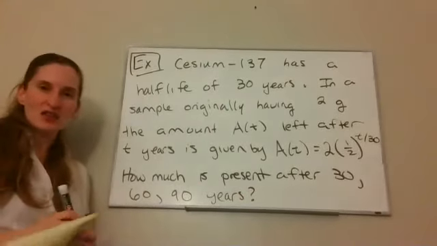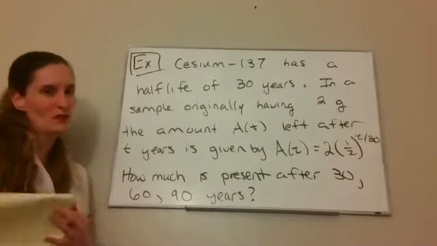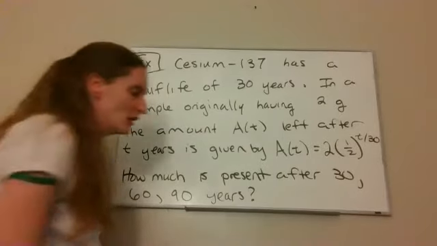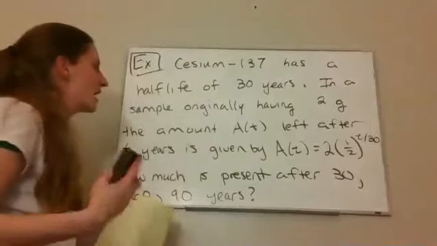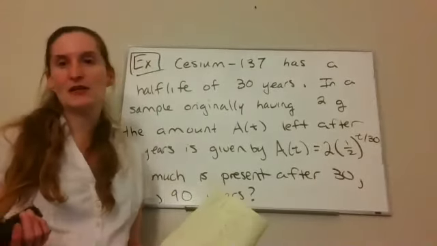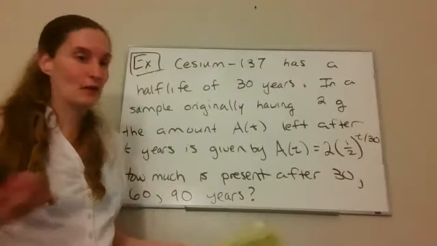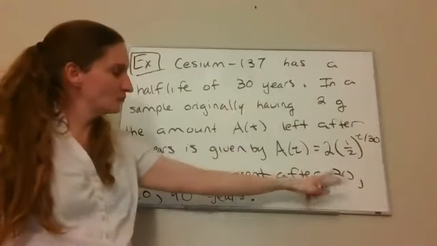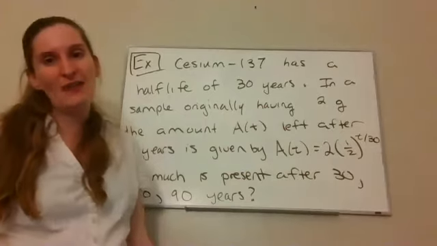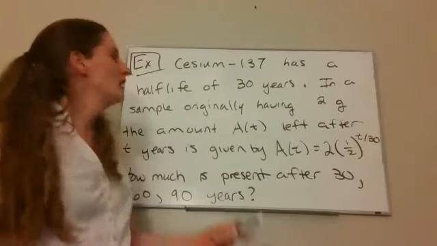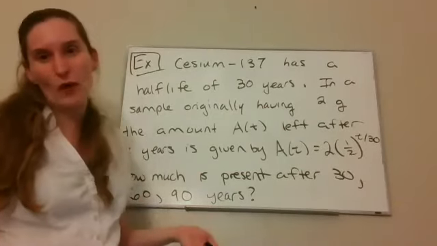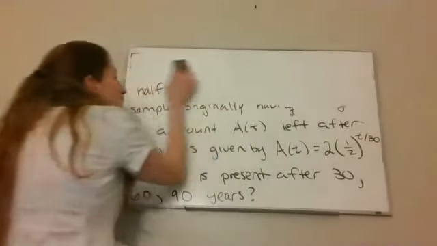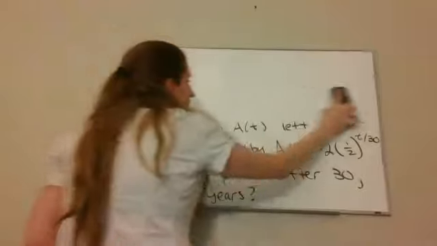So we're going to actually use the formula to do this, but you could figure it out just by thinking about the definition of half-life. Remember, half-life is the amount of time it takes for half of the material to change to something else. My half-life is 30, so after 30 years, I should have half of my original amount. So instead of 2 grams, I should have 1 gram. But let's use the formula so that we get our practice using an exponential function.